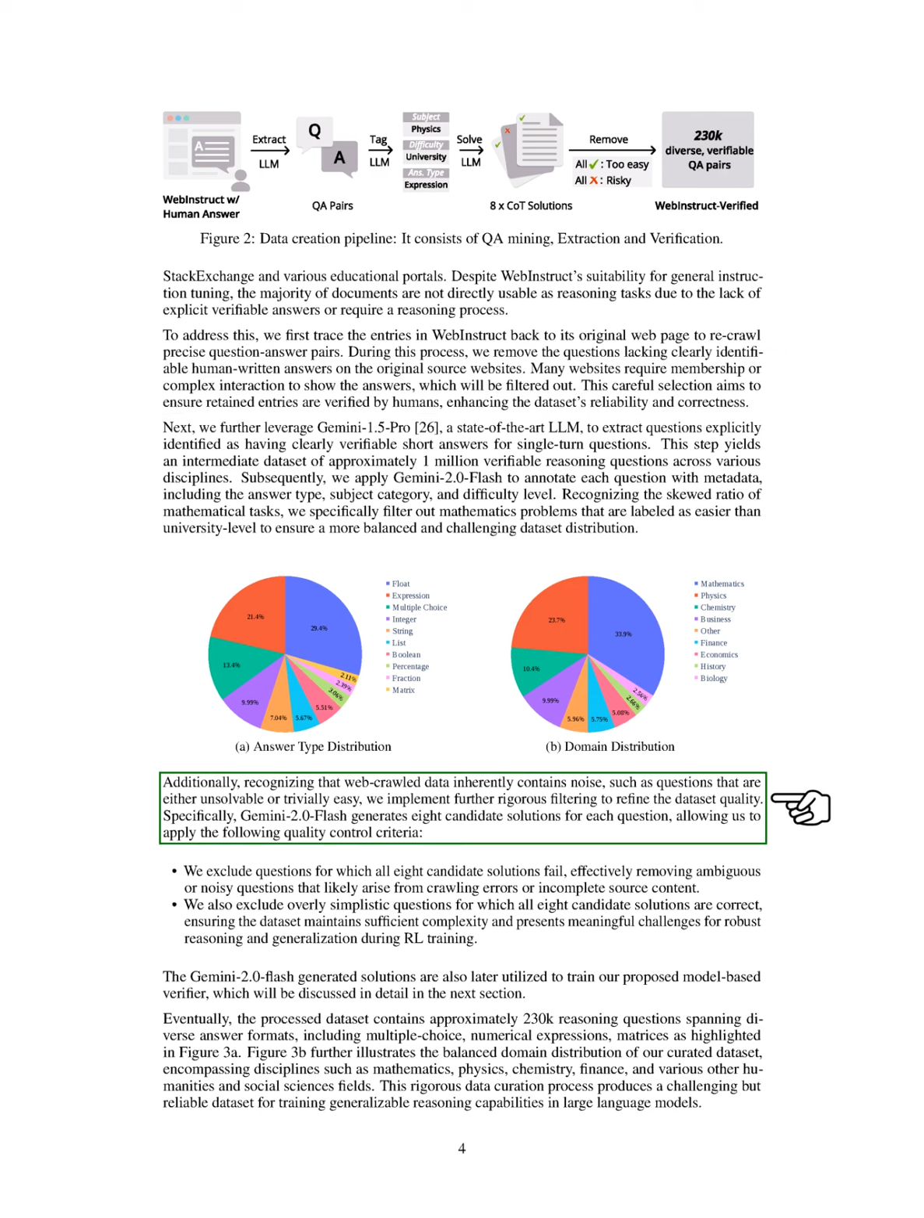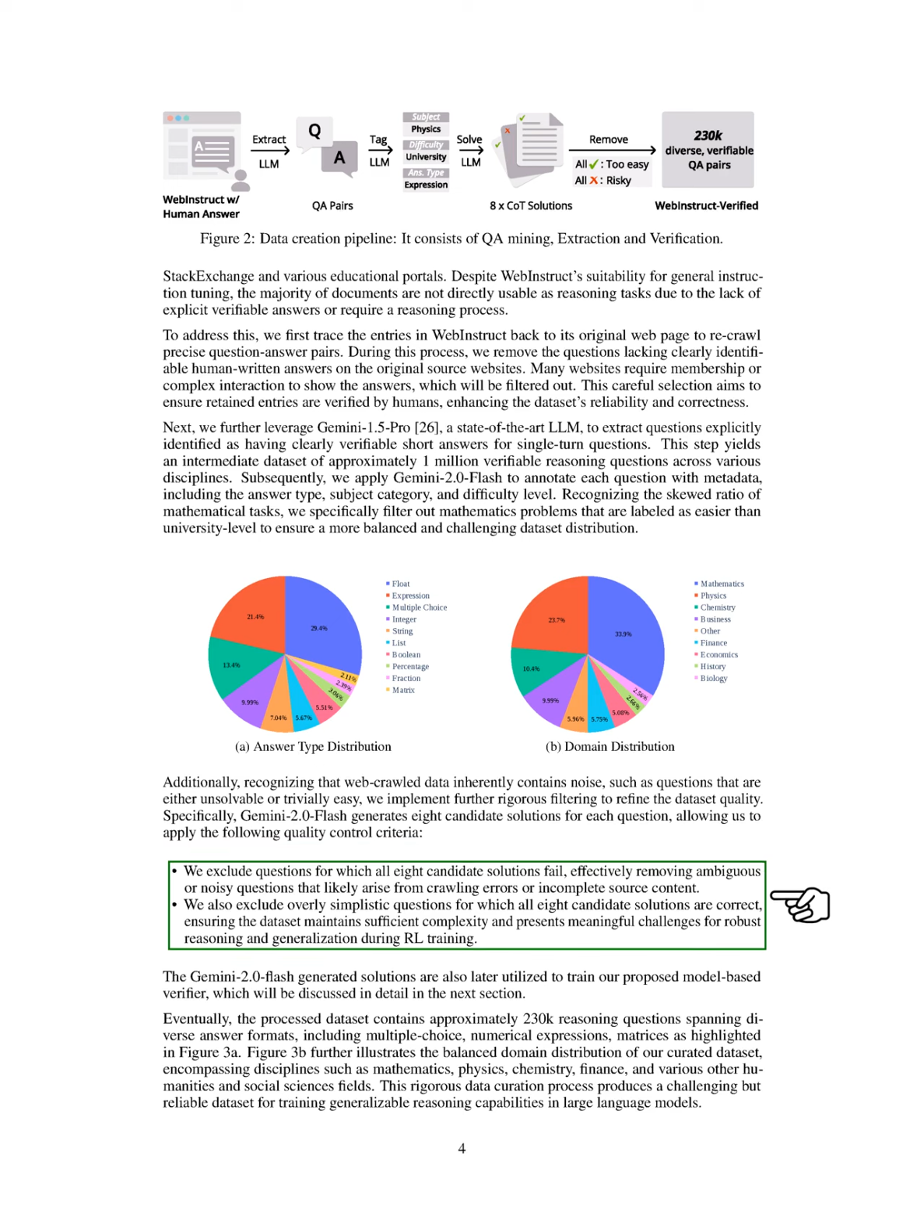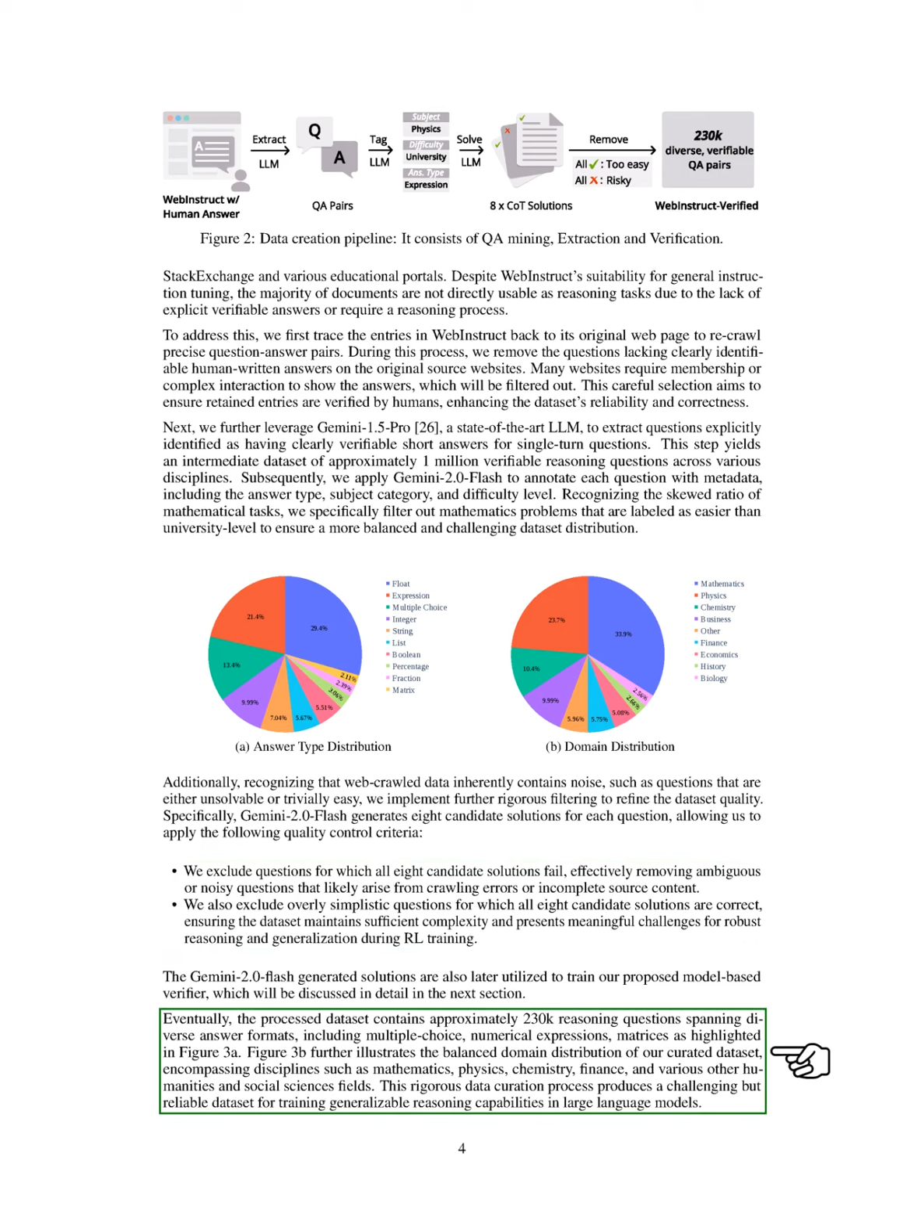Acknowledging that web-crawled data can be noisy, we implement strict filtering to enhance dataset quality. Specifically, Gemini 2.0 Flash generates 8 candidate solutions for each question, allowing us to apply quality control criteria. We exclude questions where all candidate solutions fail, removing ambiguous or noisy questions, and also filter out overly simple questions where all solutions are correct, ensuring the dataset remains challenging. Ultimately, our processed dataset contains around 230,000 reasoning questions across various answer formats, including multiple choice and numerical expressions.